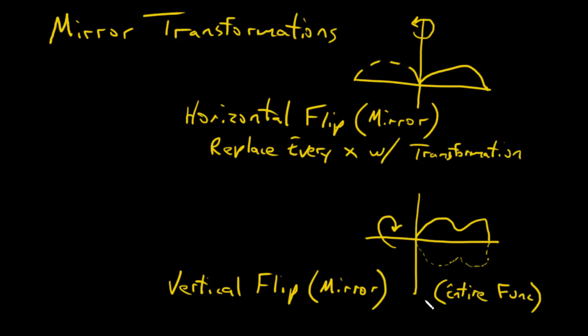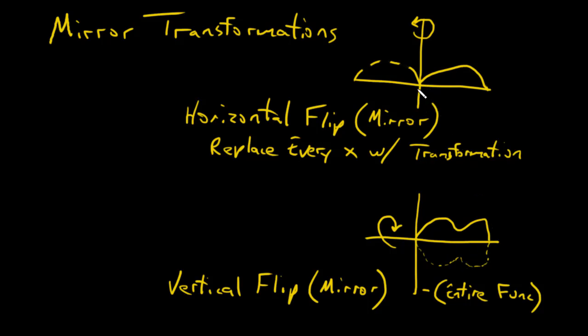For the vertical flip, the mirror, if I want to flip something from top to bottom or bottom to top, I put a negative sign in front of the entire function in parentheses. That's it. A single negative sign. I've already got my function in parentheses since I knew it was a vertical transformation. I put a negative sign in front and it automatically flips it from top to bottom.